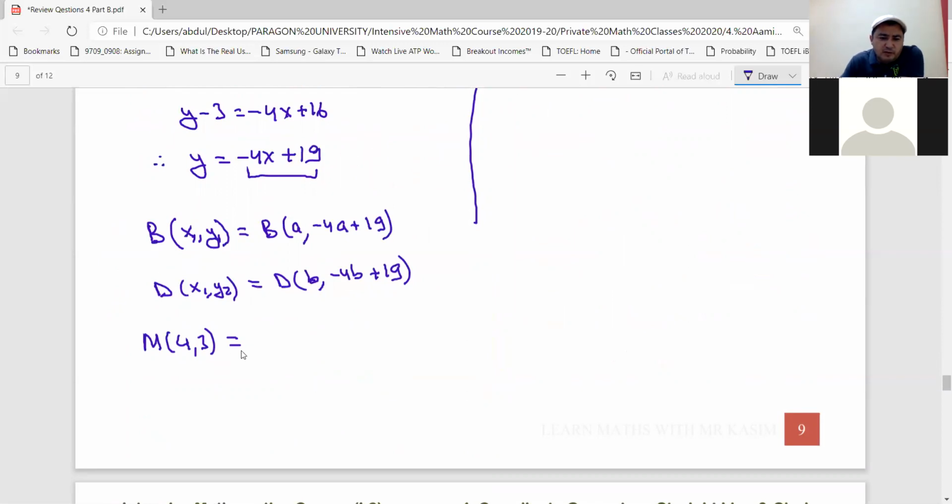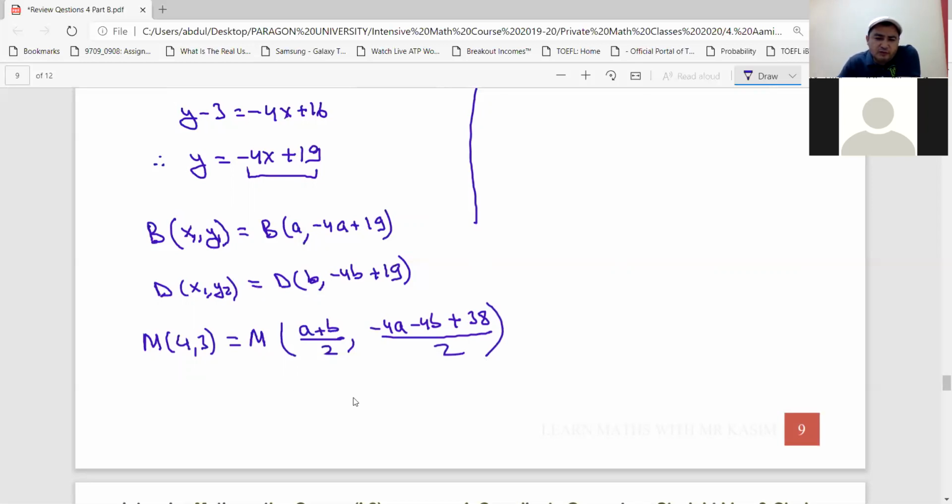So since the midpoint, X coordinate must be equal to, here we have, let me just write here, M. What is this? 4, the sum of x coordinates over 2, right? That's equal to a plus b over 2. And how about its y coordinate? The sum of y coordinates over 2. The sum of y coordinates, that is minus 4a minus 4b plus 38 over 2. Right? Is it clear?